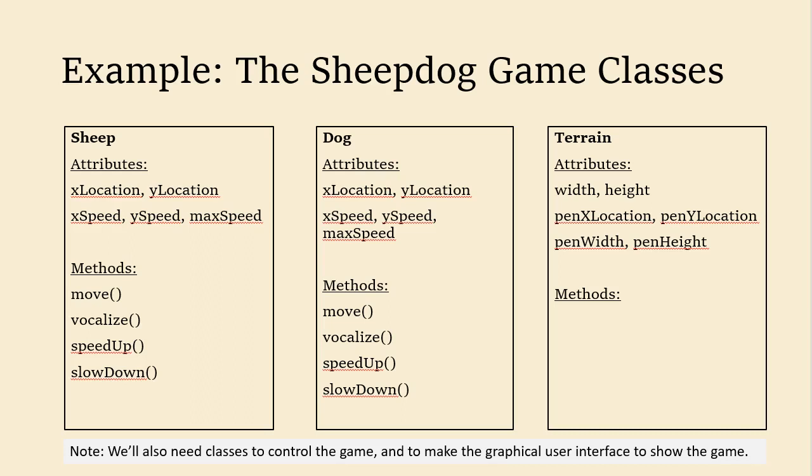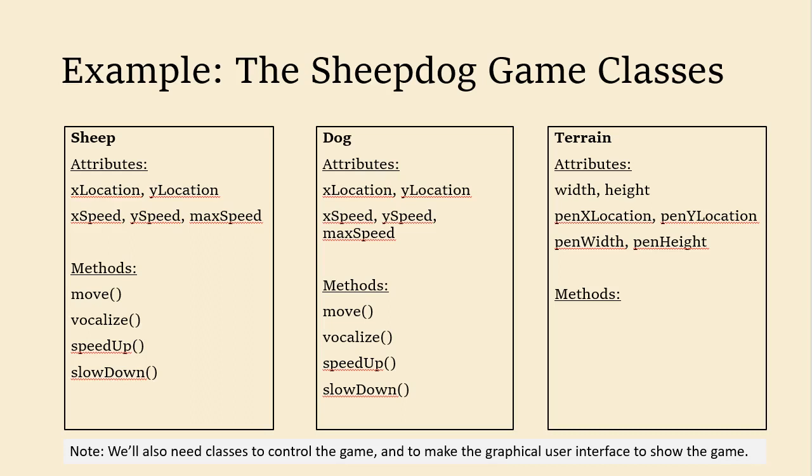And then look at the dog. They have the exact same attributes and the exact same methods. What's the difference? Well, obviously each sheep and dog are going to be at different X and Y locations and going different speeds, but under the methods, that's where the primary difference is. The sheep move differently than the dog. The dog's going to move the way the player tells him to go, and the sheep are going to try to run away from the dog.